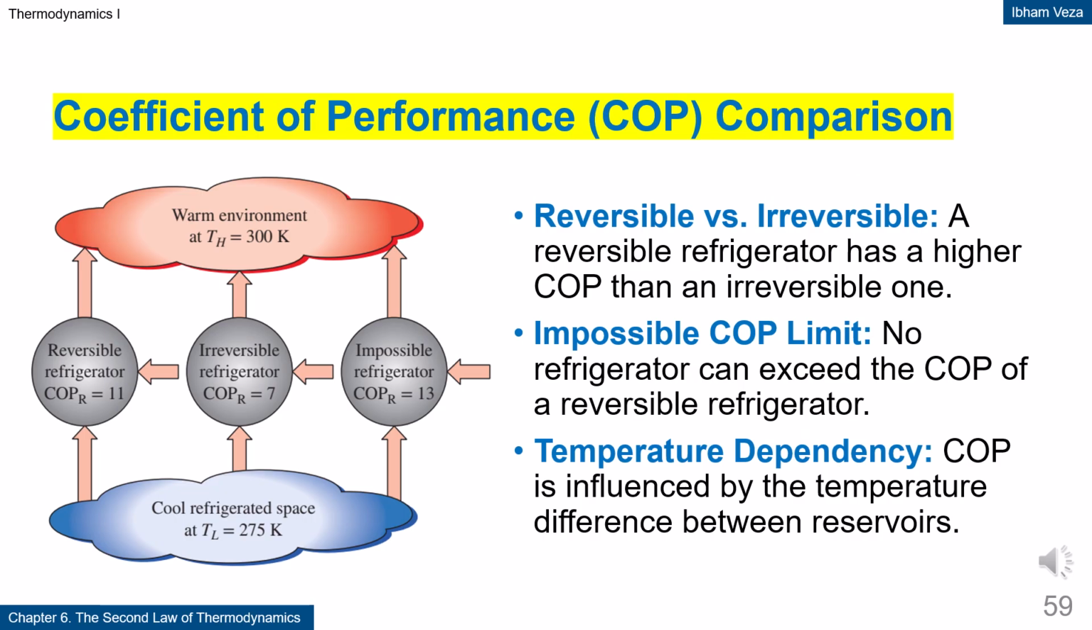Coefficient of performance, COP comparison. A reversible refrigerator always has a higher COP than an irreversible one. No real system can exceed the reversible COP. The COP value is strongly influenced by the temperature difference between the two reservoirs. The smaller the difference, the larger the COP. This again shows the important role of irreversibility in reducing performance.